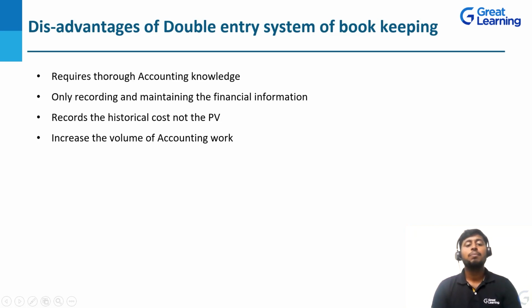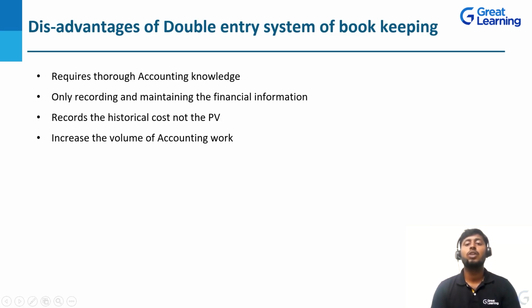And the last point, increase in the volume of accounting work. In the single entry, they just record and keep quiet. But here, it is not like that. They need to record in the double entry system of bookkeeping, that is, they need to pass the journal entry, ledger account, all these things they need to do in the double entry system of bookkeeping.